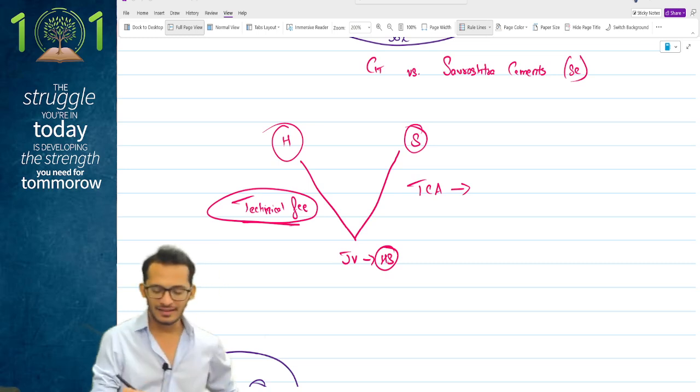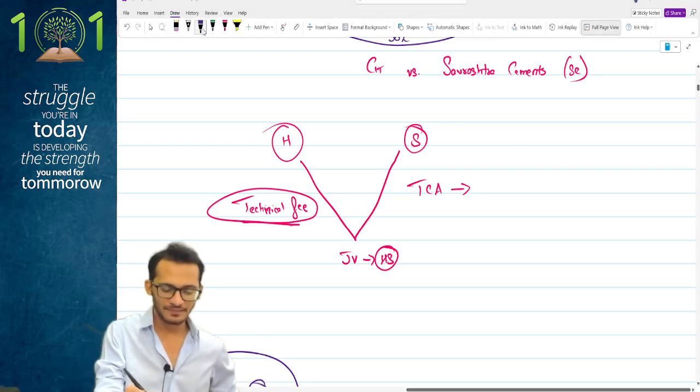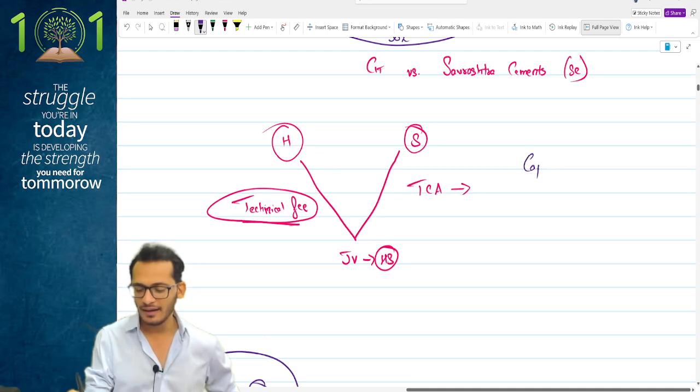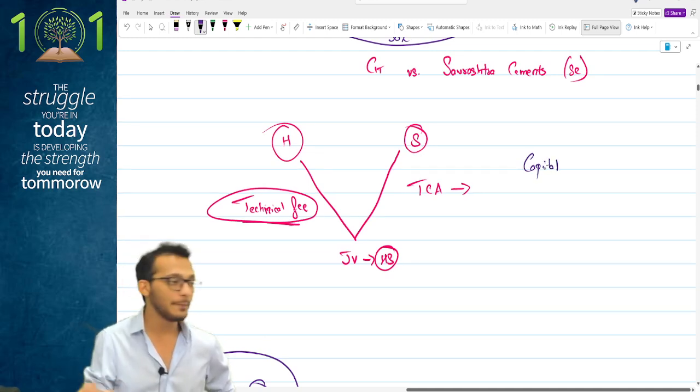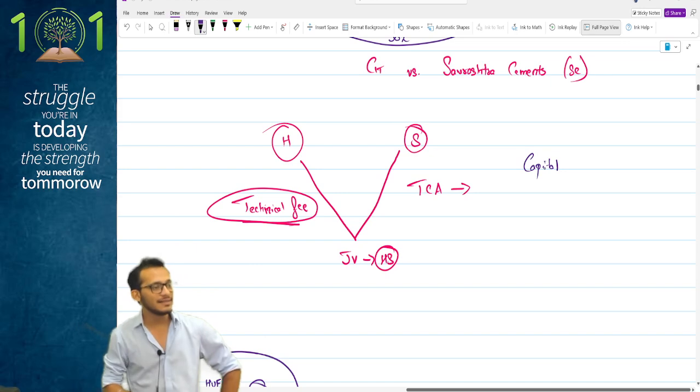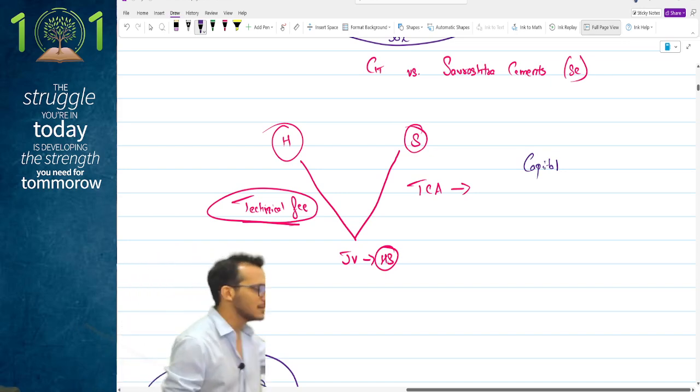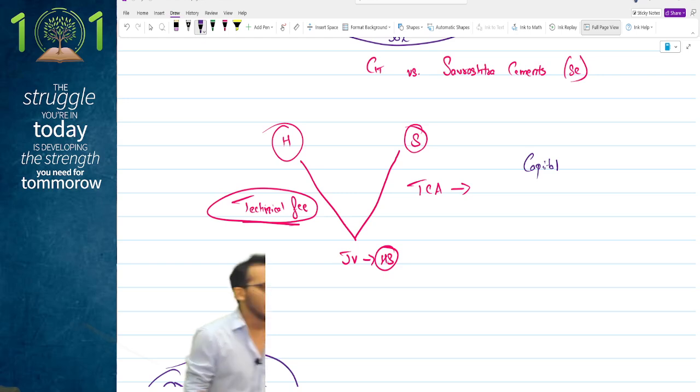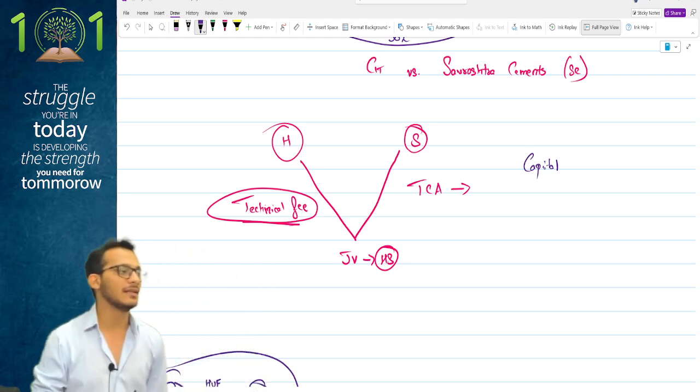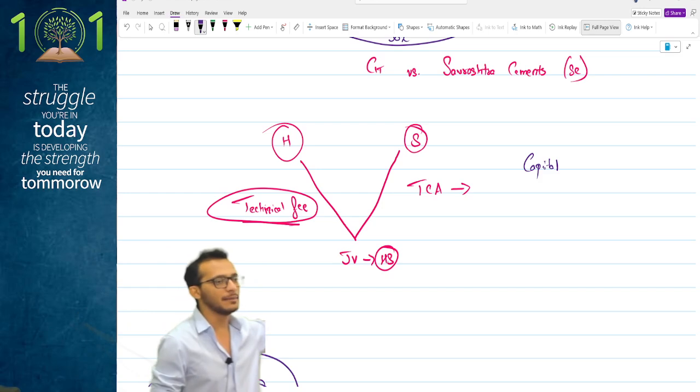Very good. Answer is capital. Understand, I kept on stressing the same point to you again and again. The whole reason why this technical fee is being paid is because there is a JV, which means tomorrow if you decide to not pay the technical fee, the technical collaboration agreement will cease to exist.